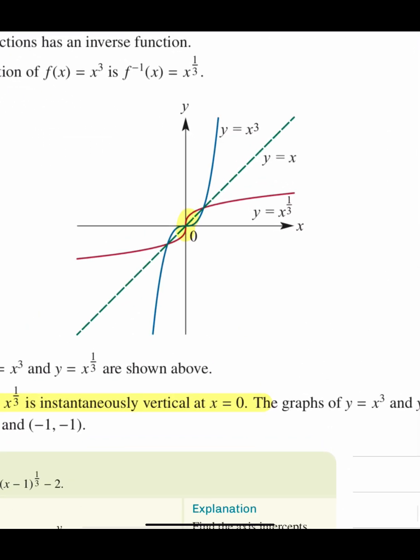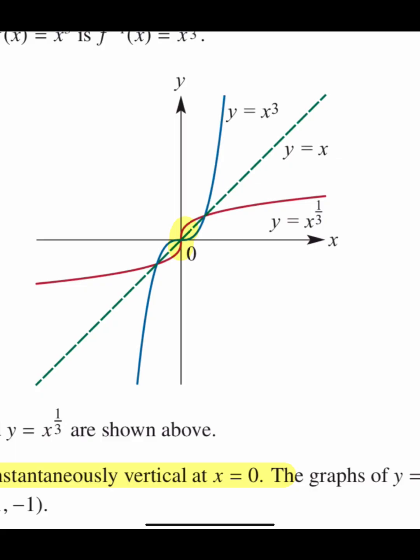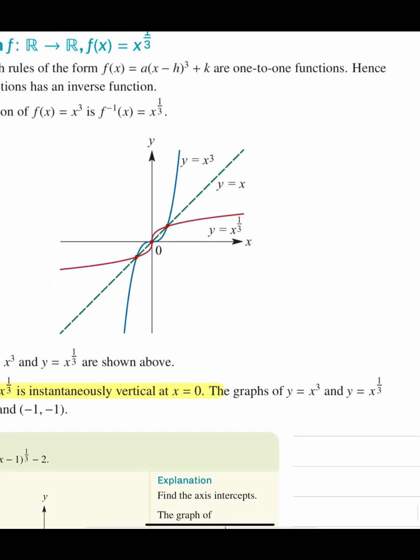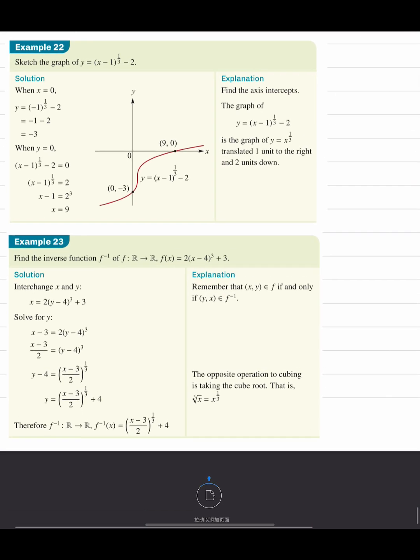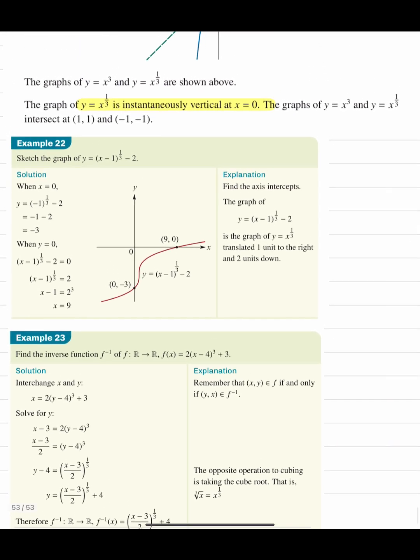Also, I remember we discussed the intersections of the two functions, the inverse function and its original. We remember that their intersections will always, well, in this case, their intersections will lie on y equals x, on the axis of symmetry. Now let's look at these two examples, and I think that will be it.